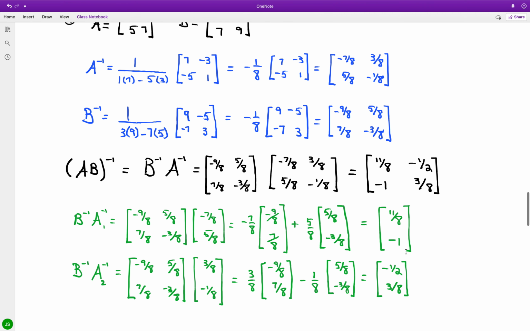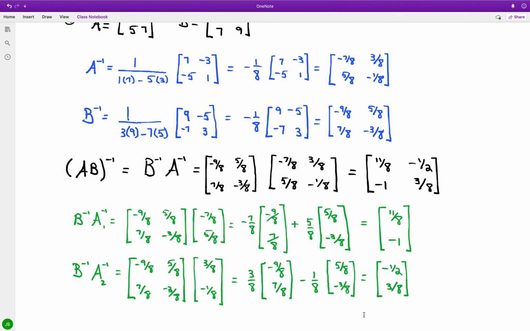And if I take the inverse of B times the second column of the inverse of matrix A, so the second column from the inverse of A, I have 3/8 and negative 1/8, and again treating the 3/8 as the first weight to go over the first column from the inverse of B, and negative 1/8 as the second weight, which will be distributed over the second column from the inverse of B, and combining.